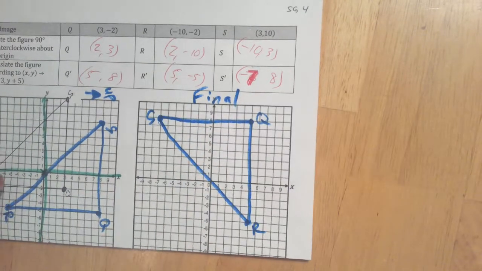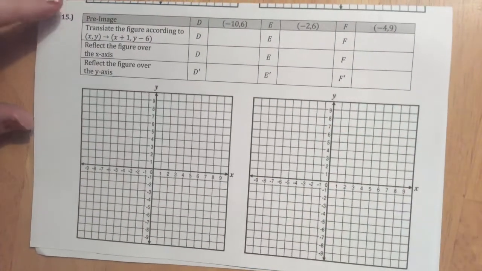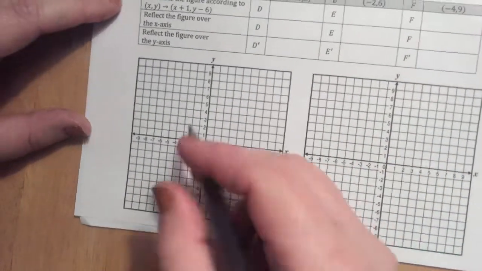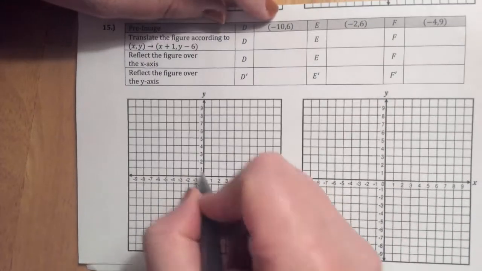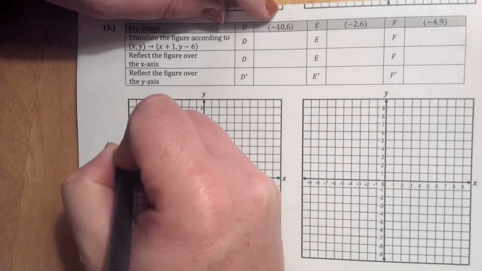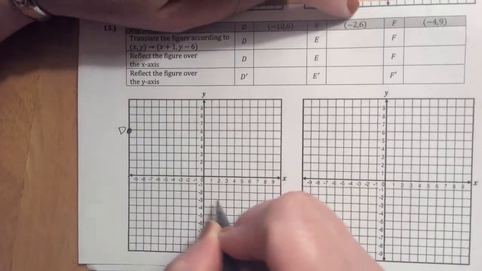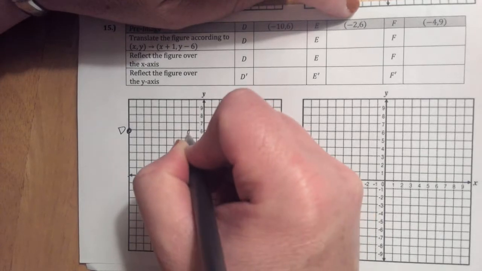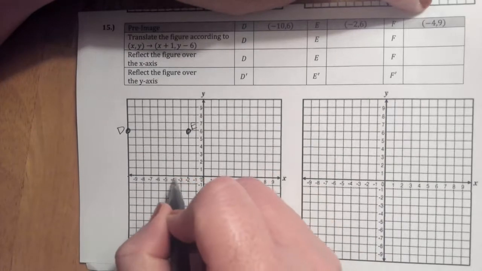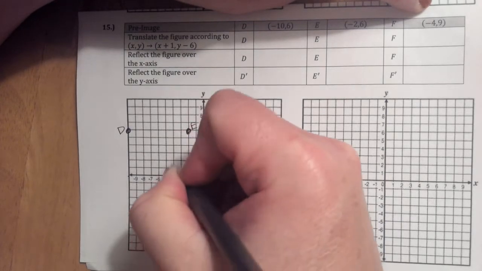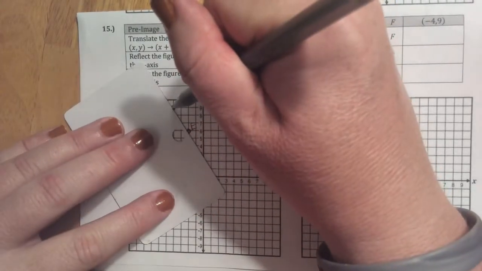That's your final answer. All right, let's go to number 15. Okay, so let's go ahead and plot our points. We have negative 10, positive 6. That is your D. We have negative 2, positive 6. That's your E. And negative 4, positive 9. That's your F. Take my straight edge, connect the dots.